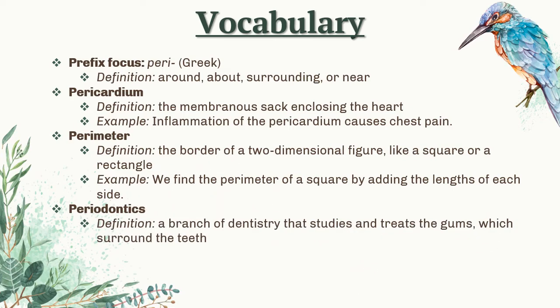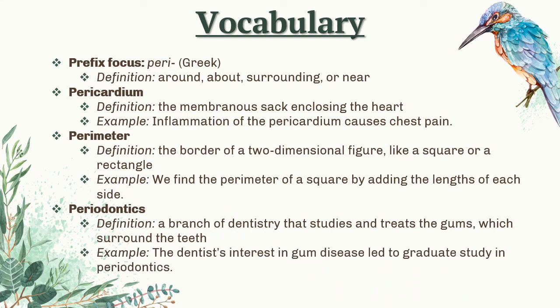Our last word is periodontics. Periodontics is a branch of dentistry that studies and treats the gums which surround the teeth. That's where our prefix comes in, being around. The dontics refers to your teeth, okay? So dentistry, orthodontics, that all is talking about your mouth and your teeth. So peri is referring to around the teeth. And what's around the teeth? Your gums, that pink fleshy part that holds your teeth into place. And so there is a specific branch of dentistry that studies and treats your gums.